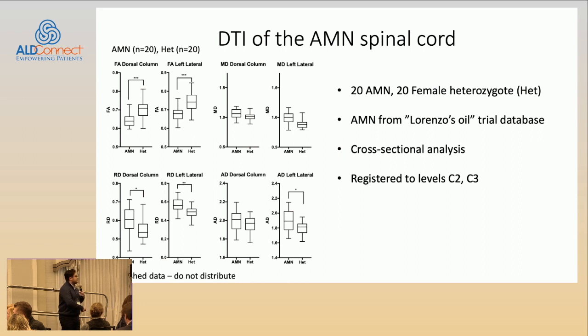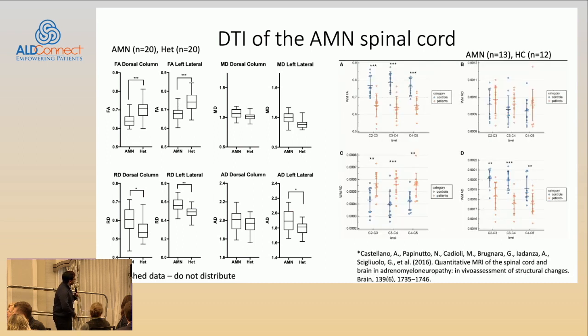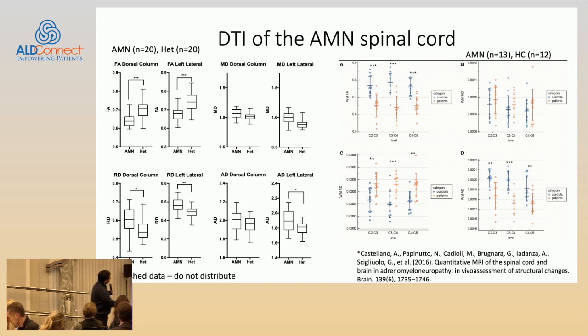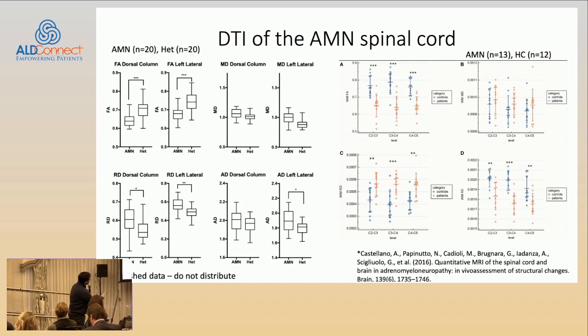So the reason I have this up on the left is because there was a recent publication by Dr. Lilo Politi and his group, and I'd like to compare that. And I've organized the plots the same way, the top left versus the top left. On the right figure, this is a publication from 2016. He also looked at DTI of the AMN spinal cord, and we show very similar findings when we are looking at the Lorenzo's Oil data set. So we've looked at 20 AMN versus 20 heterozygotes, and we seem to find similar things in C2, C3 spinal cord level.